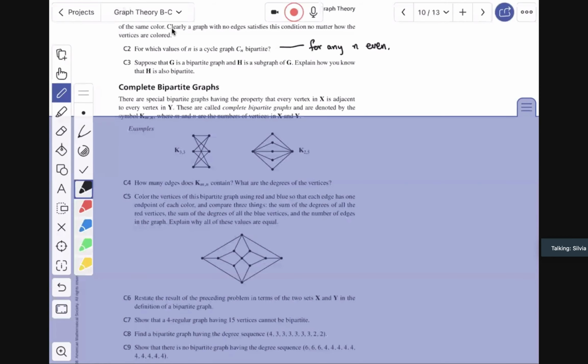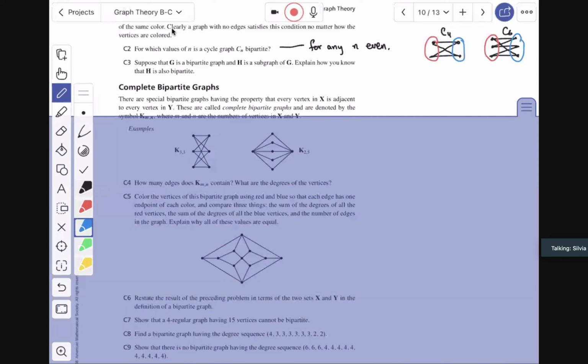And you can see, for example, for a C4, you just go 1, 2, 3, 4. That's C4. Those are your two classes, right? For C6, just go 1, 2, 3, 4, 5, 6. There's your C6 drawn in a very clear bipartite way, right? And so on.